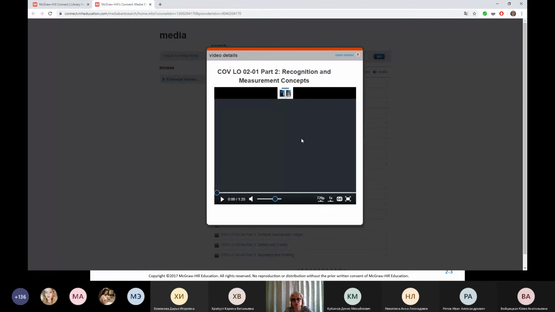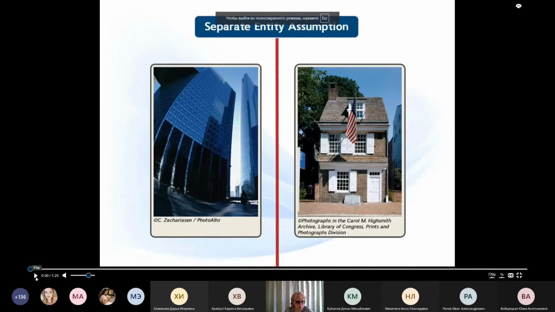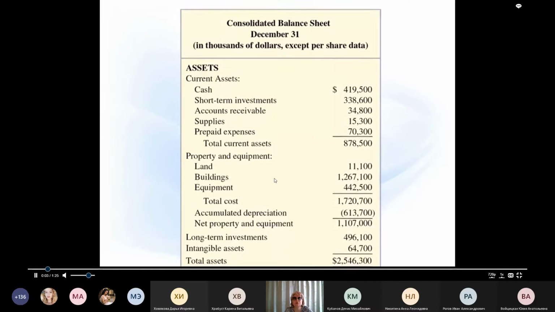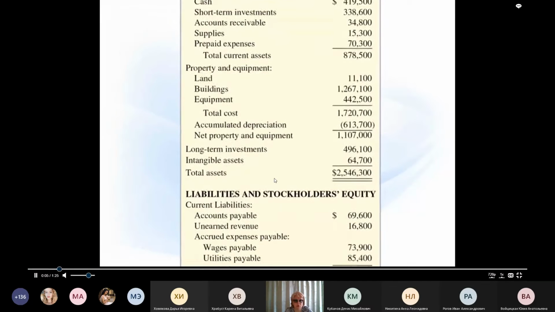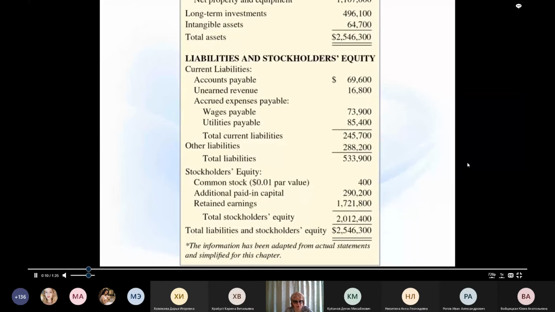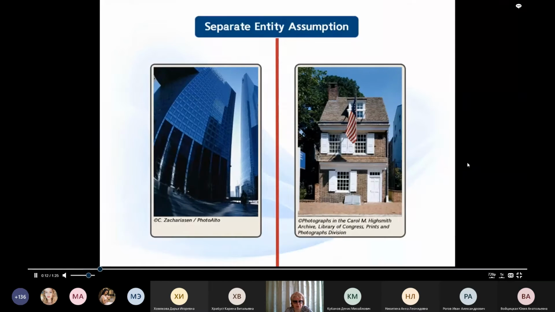This is the continuation of the basic principles, and these principles are about recognition and measurement concepts. Before we look at the definitions of the various items that appear on the balance sheet, we should learn about the three assumptions and the measurement concepts that underlie those definitions. The separate entity assumption states that each business's activities must be accounted for separately from the activities of its owners, all other persons, and other entities.